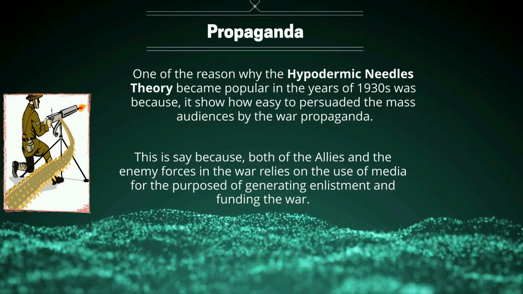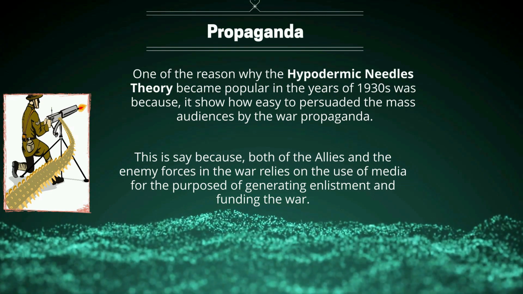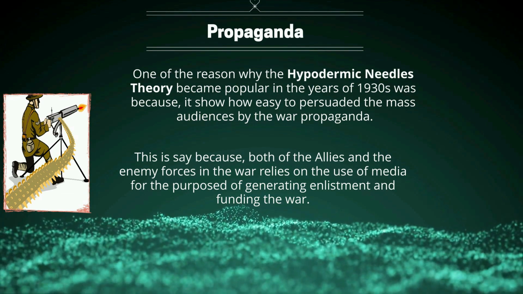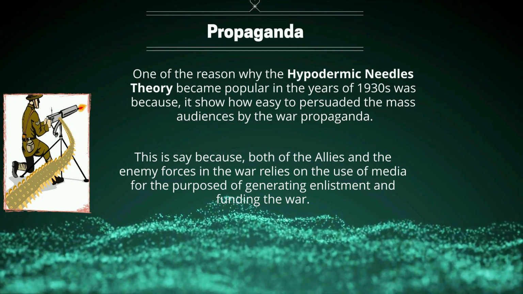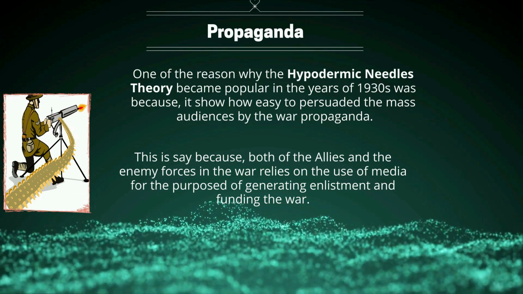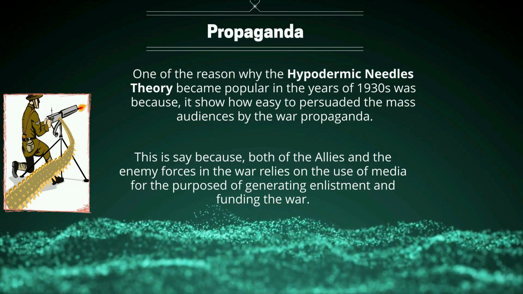The theory showed how easy it was to persuade the mass audience by the war propaganda which was created by the government. Media propaganda was used by both sides in the war for the main objective, which was to motivate ordinary citizens to join the army or donate funds to the country's military force. All of the propaganda had multiple ways of distributing the message in all forms of media, which are the use of film, radio, newspaper, and poster.